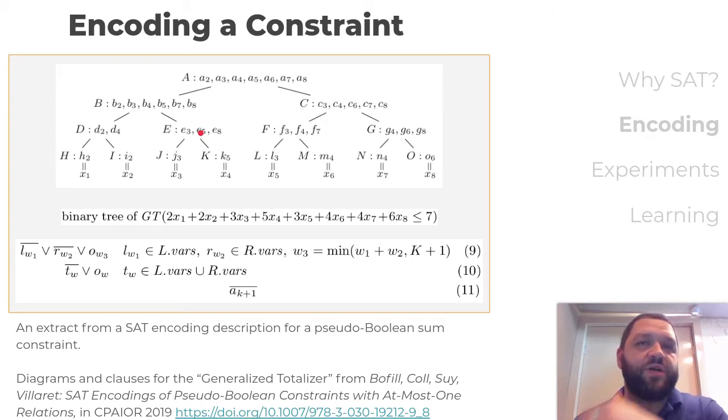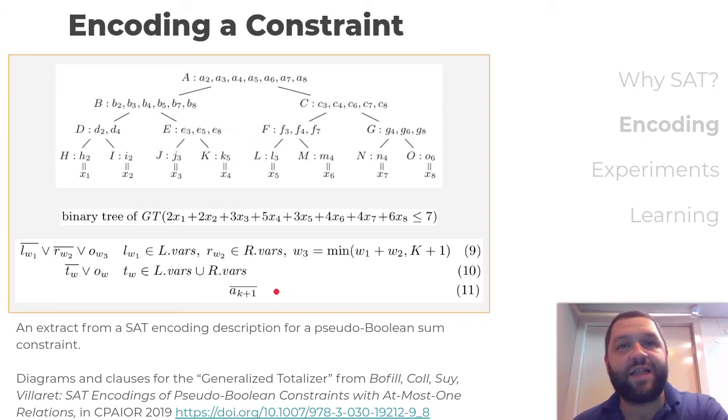So that's to percolate the sum up the tree. The number 9 clauses are saying that for any two variables in sibling nodes that are turned to true, the variable in the parent node that signifies that sum will also be turned to true. So for example here, if D2 was on and E3 was on, then B5 would be turned on.